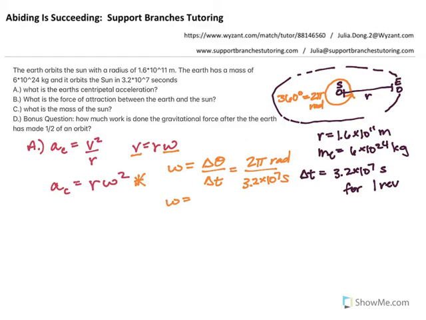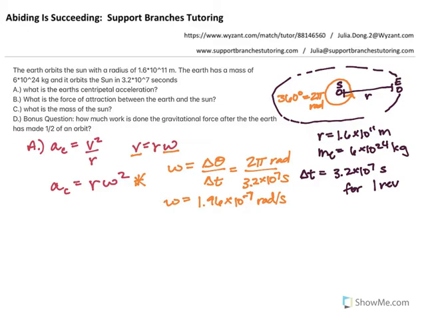So let's put that in our calculator and solve for our angular velocity. We're going to have 2 pi divided by the time, and make sure you put parentheses around your 3.2 times 10 to the 7. Otherwise, you're going to run into some problems. And we get 1.96 times 10 to the negative 7 radians per second.